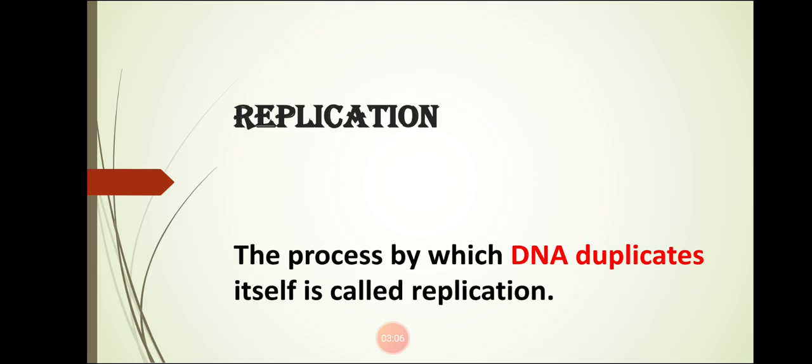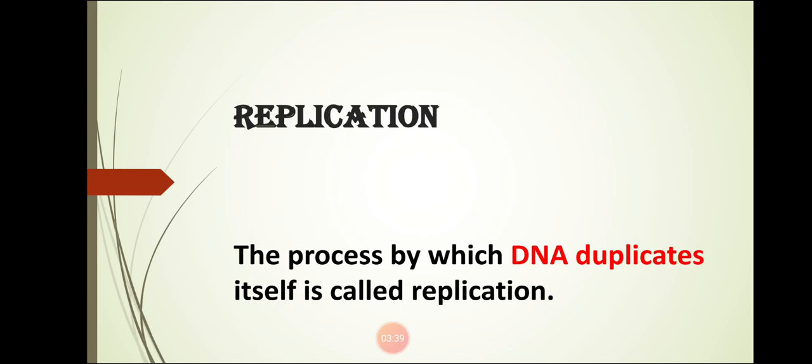First, the definition. We will see the definition of DNA replication. The process by which DNA duplicates itself is called replication. In this process, the DNA molecule is duplicated. Okay, it undergoes the process of replication. After replication, it produces double copies which are exactly similar to itself.